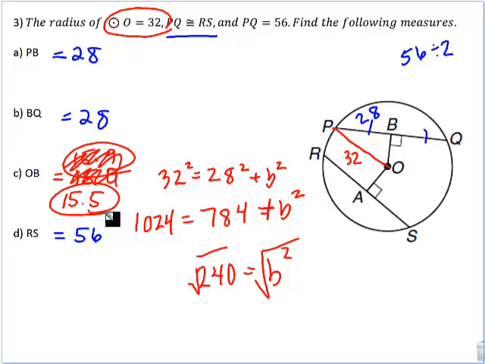Now, the key here is if you are looking for this little segment here, OB, or you're looking for the radius, you have to make right triangles here. That's going to happen for quite a few of these.